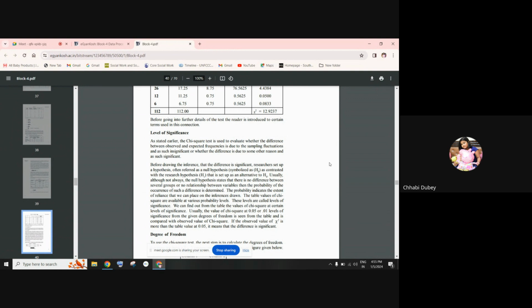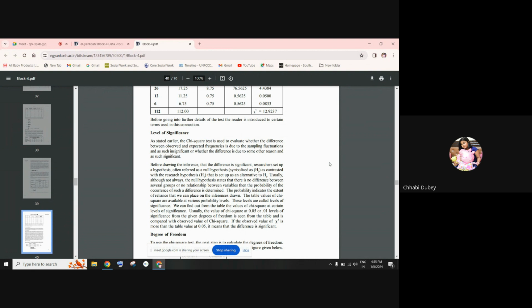The chi-square test is used to evaluate whether the difference between observed and expected frequencies is due to sampling fluctuations, and as such insignificant, or whether the difference is due to some other reason and as such significant. So the chi-square test basically helps us see whether the difference between the observed and the expected frequencies is significant or not.